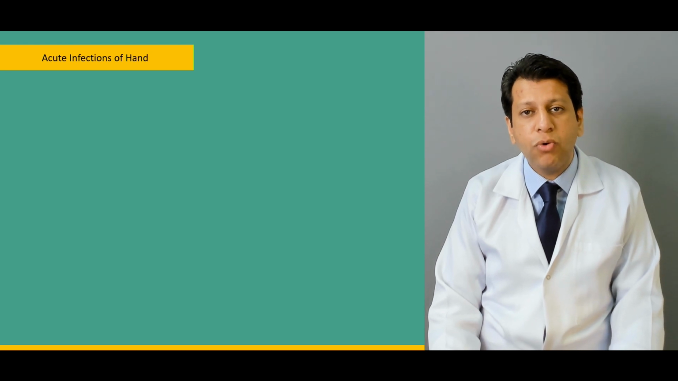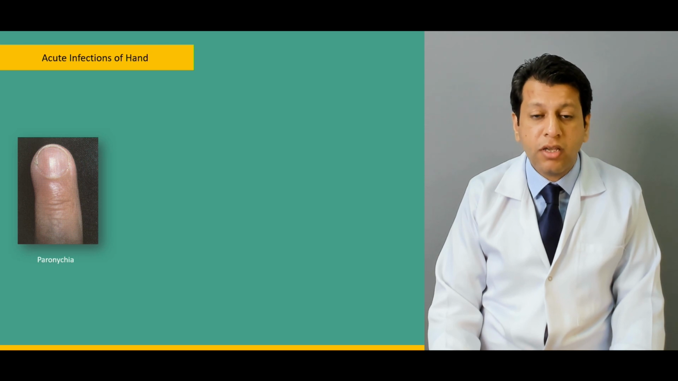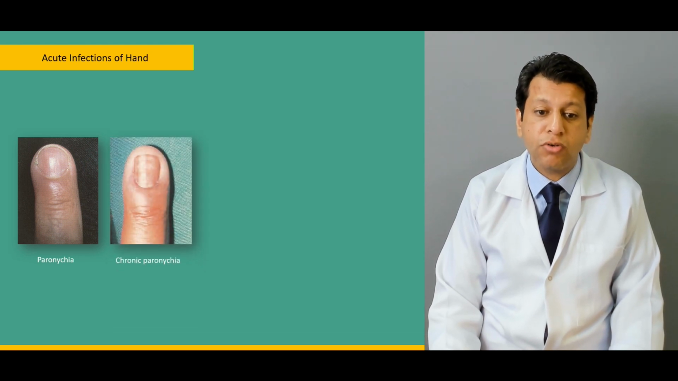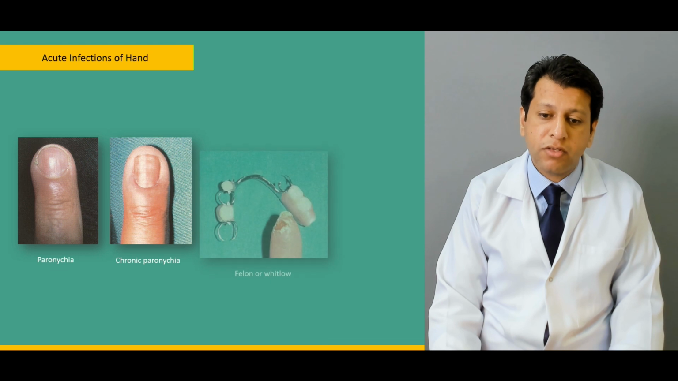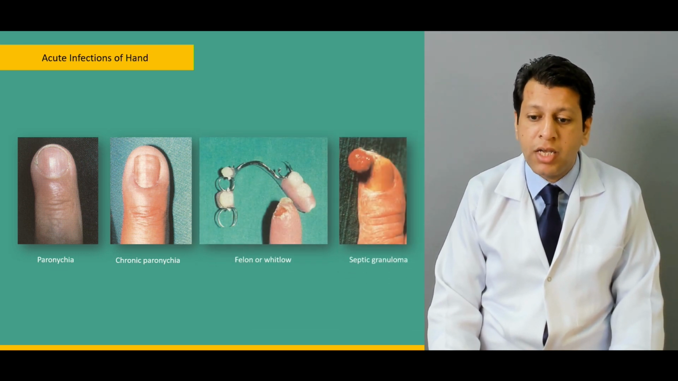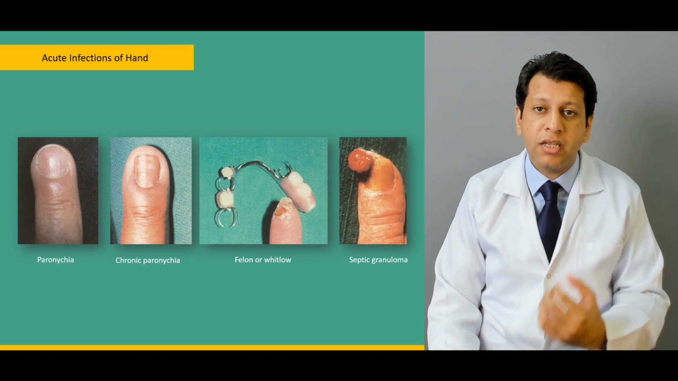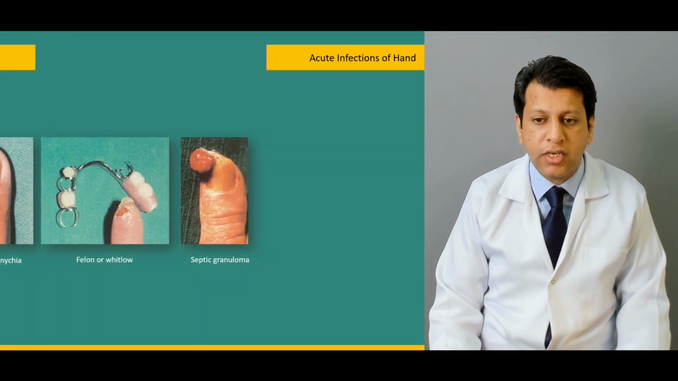Now coming to the acute infections of the hand, there are different terms such as paronychia, which is a nail bed infection involving the different parts of the nail, or felon, in which there is mainly a pulp infection, or septic granuloma, which forms following a traumatic injury which has got infected over time.